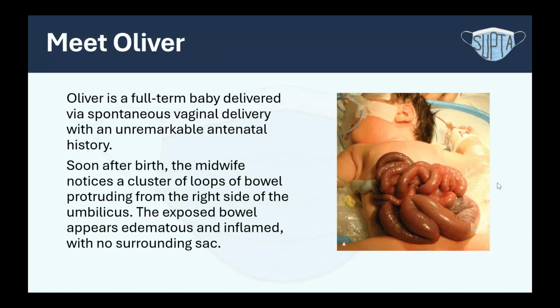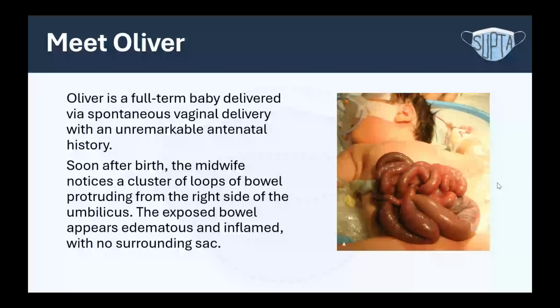This is the last ask for you guys to answer in the chat. If anyone could tell me what condition you think he was diagnosed with? And again, straight away, we got gastroschisis. All right, that is also correct. Oliver is diagnosed with gastroschisis.